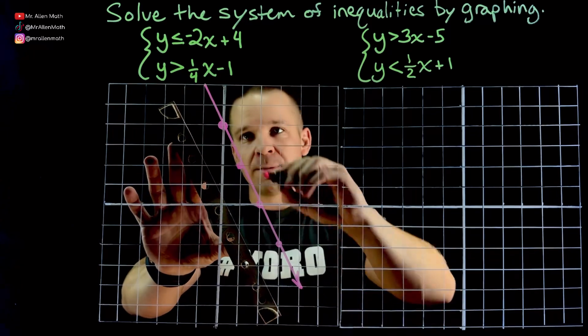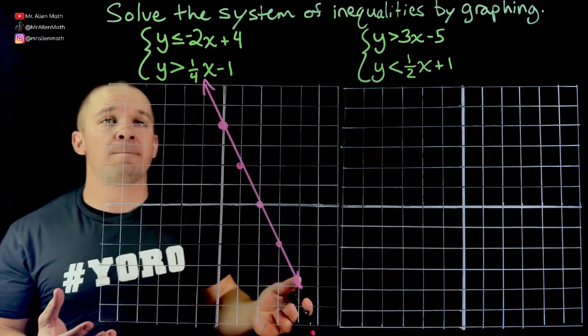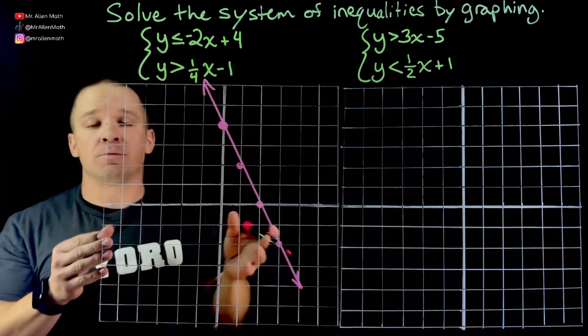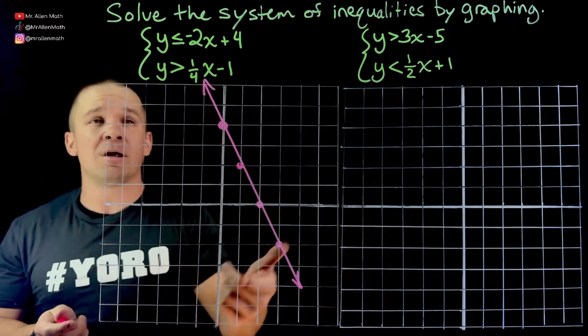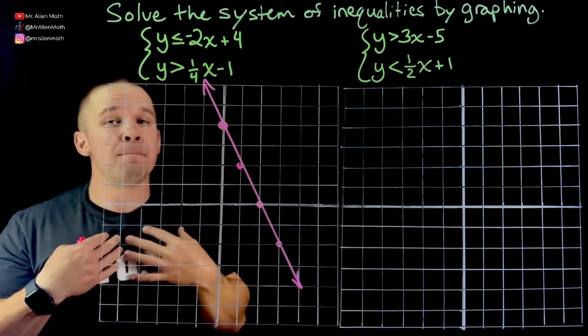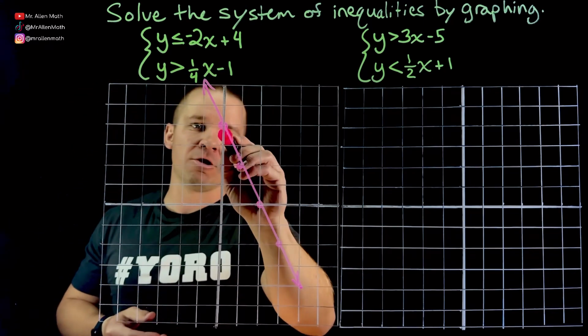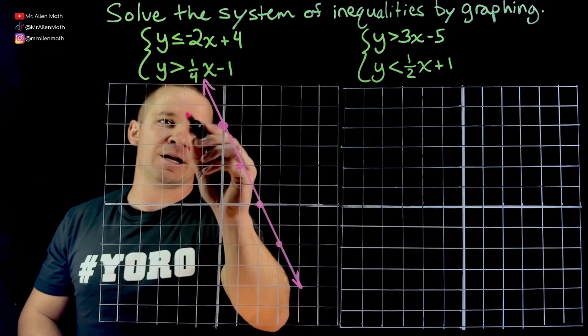Excellent. Pop some arrows. And now the additional part is shading. So it says y is less than or equal to. There's two ways of really going about this. Some people like to pick a test point, plug it in, and see if it works, meaning is it a true statement? Me, personally, here's what I do. I go to my y-intercept. Since y is less than or equal to, I'm going to be below it. I'm going to shade on this side.